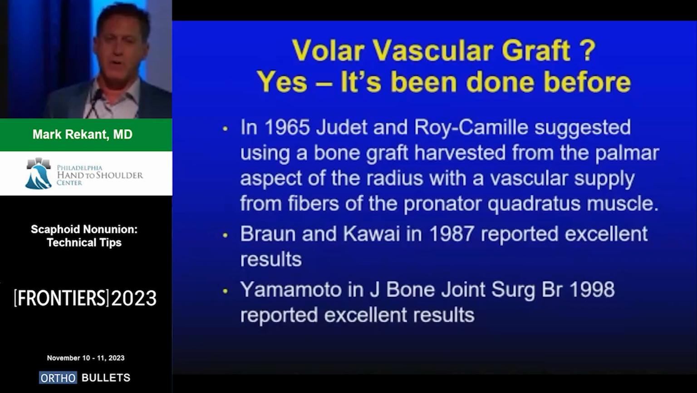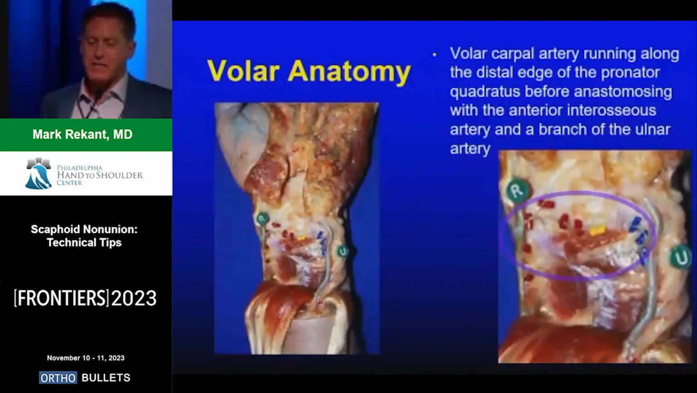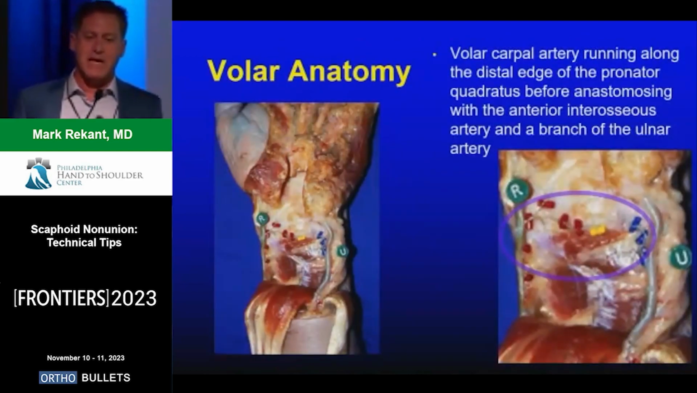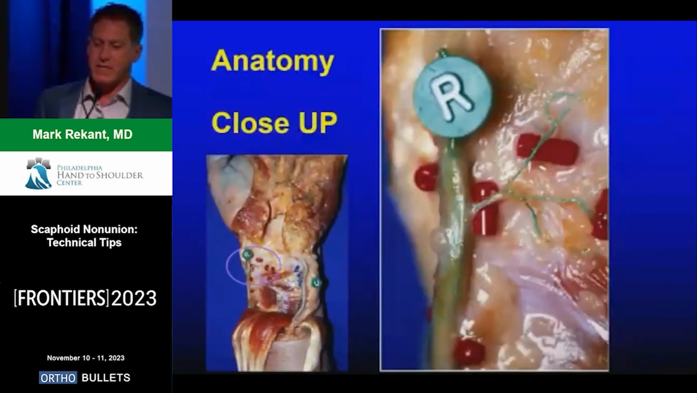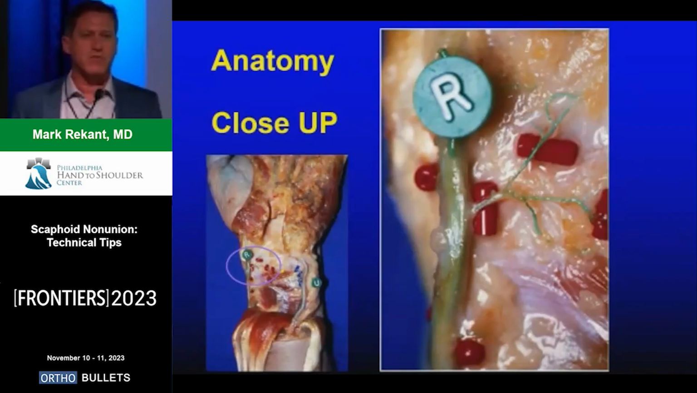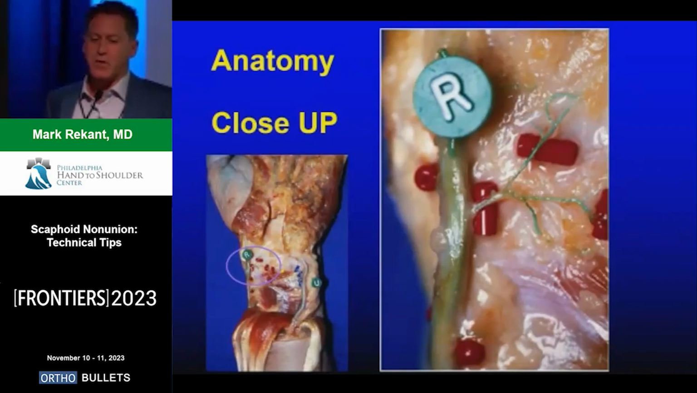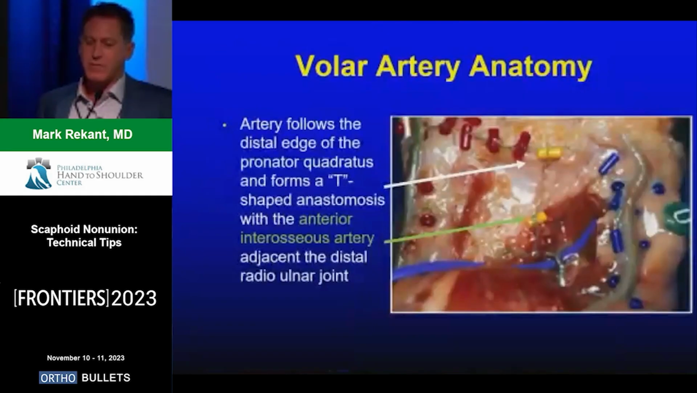So what if you want to go volar? Can you do a vascularized graft? Yes. Again, this has been published by Judet and Roy-Camille in 1965, again in 1987. And you can see this is sort of the concept. Seth Dodd down in Miami has really done a lot of good work on that recently, where you can see your radial artery here in green. And then this just gets blown up here, and you can see how this vessel comes across. And you can take a volar distal radius with a little bit of pronator in this vessel, and that'll elevate quite nicely and mobile to the scaphoid.